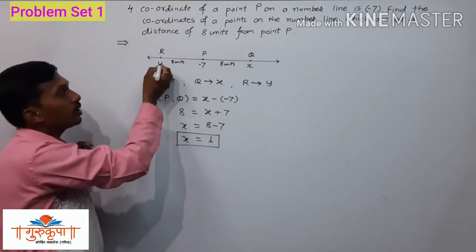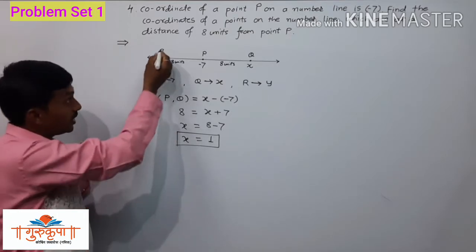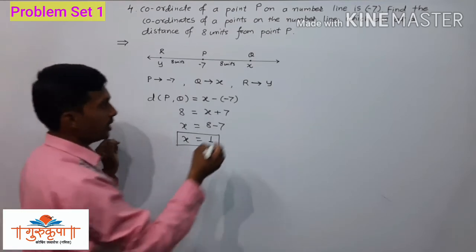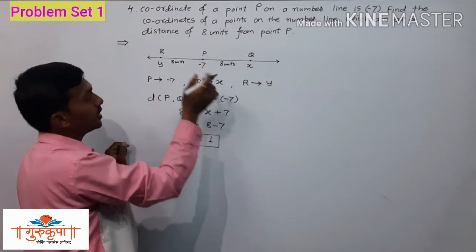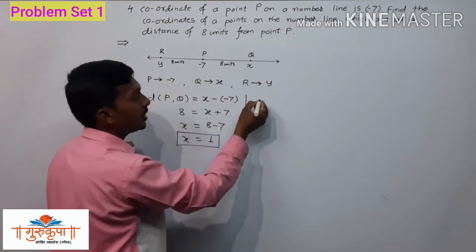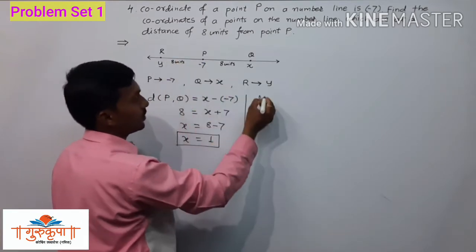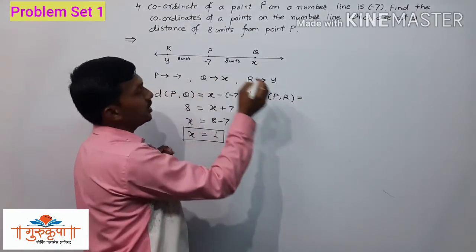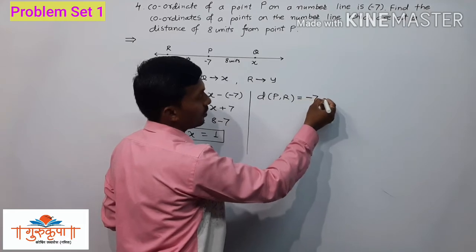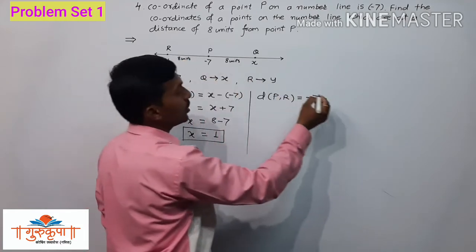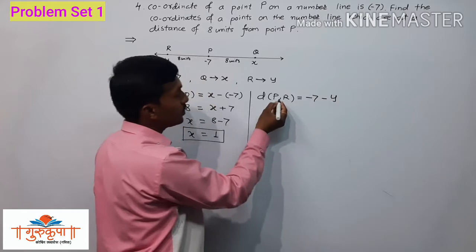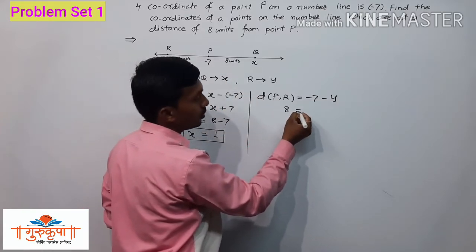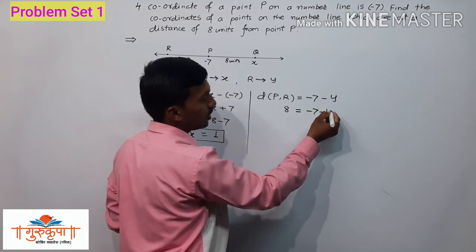And now we have to find the coordinate of the point R, which we considered as Y, so we have to find the value of Y. Again the distance PR is given as 8 units. So we write distance PR is equal to, using the formula, bigger coordinate which is -7 minus smaller coordinate which is Y. Here distance PR is given as 8 units, so we write 8 here. It is equal to -7 minus Y.